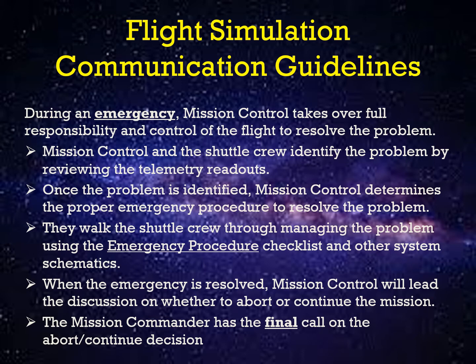Okay, let's turn to the emergencies. What I want to do is talk about the process for the emergencies and how the communications occur during the emergencies. During an emergency, Mission Control takes full responsibility and control of the flight to resolve the problem. This is done because Mission Control has the emergency procedures, checklist, and the system schematics. So, once a problem is identified, either by Mission Control or by the flight crew, and they have agreed on the problem by checking and reviewing telemetry readouts, then Mission Control takes responsibility for the problem.